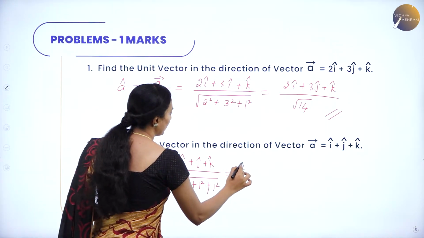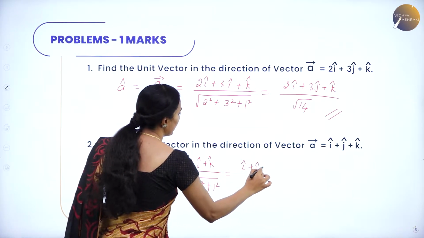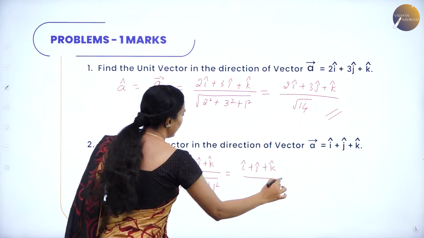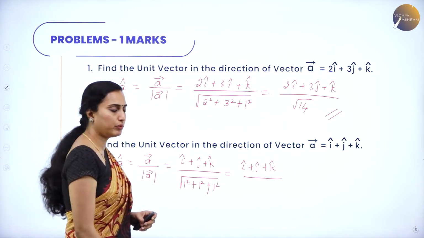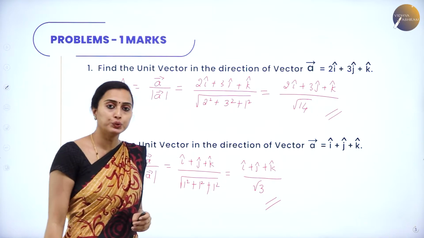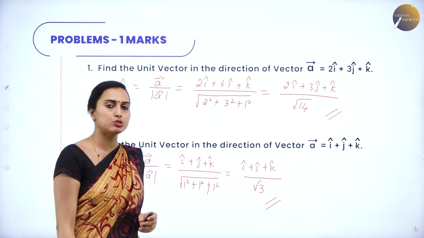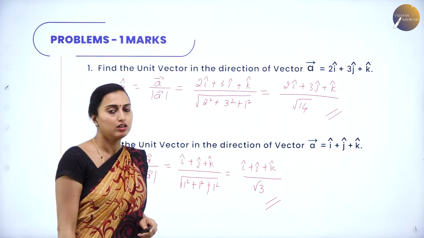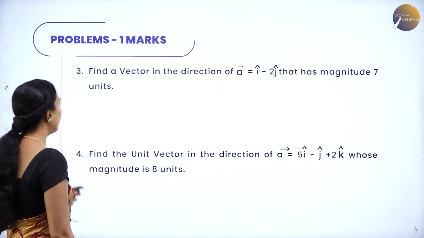So the answer you are going to get is i plus j plus k divided by, so 1 squared plus 1 squared plus 1 squared is nothing but under the root 3. So this is the unit vector. I hope you understood these steps of a 1 marker. Now we'll be moving on to the next problem of 1 mark.